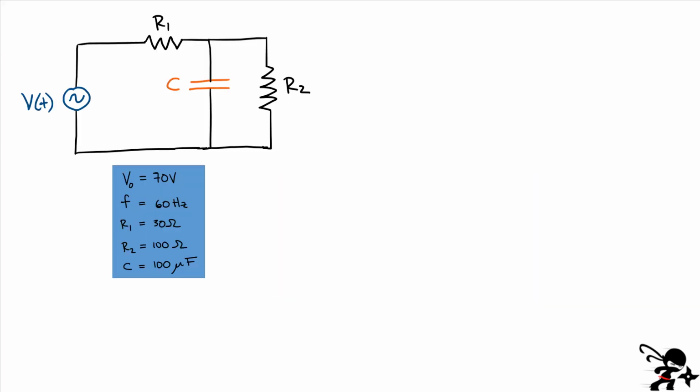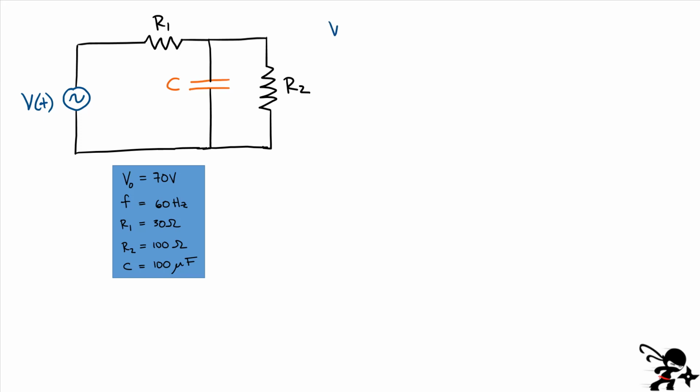The first thing I want to do is start with some definitions. What follows, we're going to assume these values here. The amplitude of the voltage over here is 70 volts. The frequency, the linear frequency, is 60 hertz. R1 and R2 are 30 and 100 ohms respectively, and the value of this capacitance is 100 microfarad.